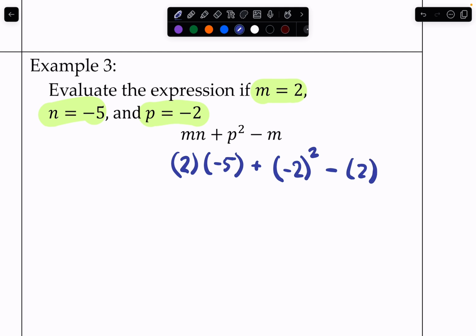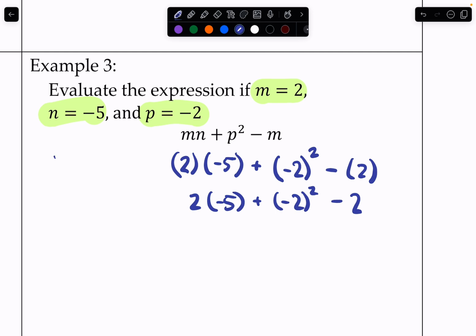Okay, now we can rewrite this a little bit to clean it up, right? So 2 times negative 5, I can also write like this. I'm still going to leave that negative 2 inside parentheses because that entire negative 2 is going to get affected by that exponent. And then finally minus 2. Whether that minus 2 is in a parenthesis or not doesn't matter. So we can take away those parentheses. But I've left some that are very important.